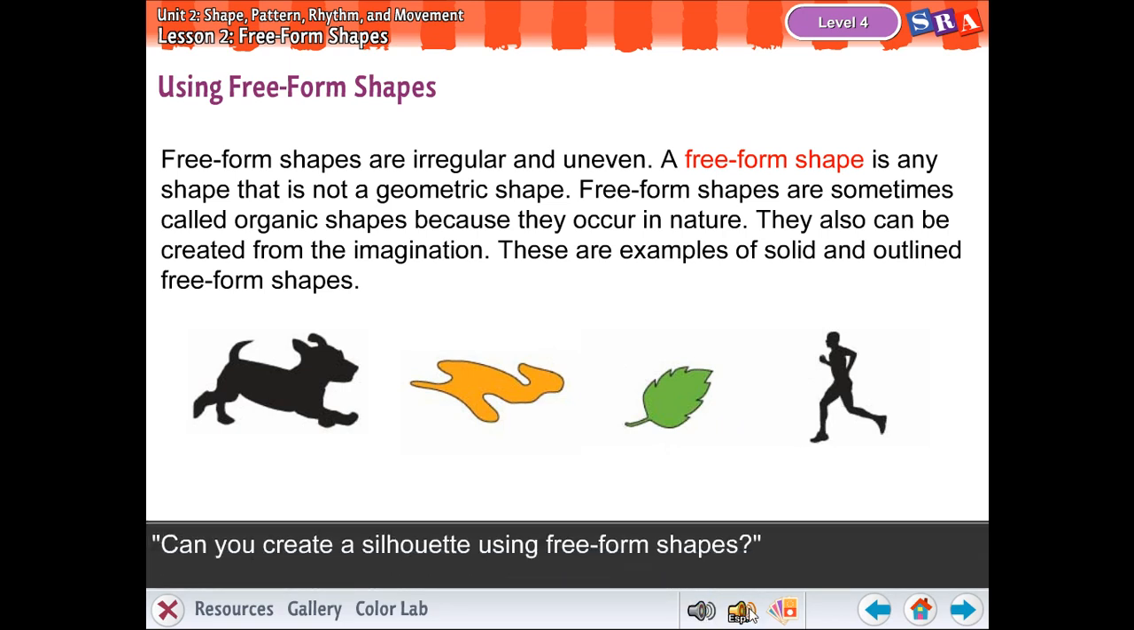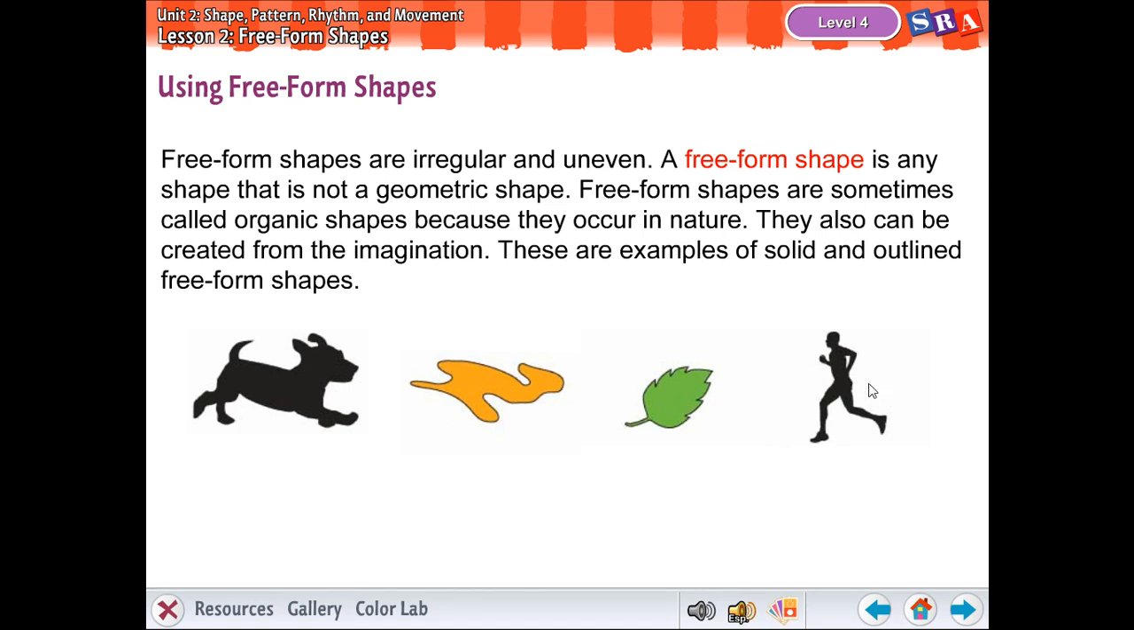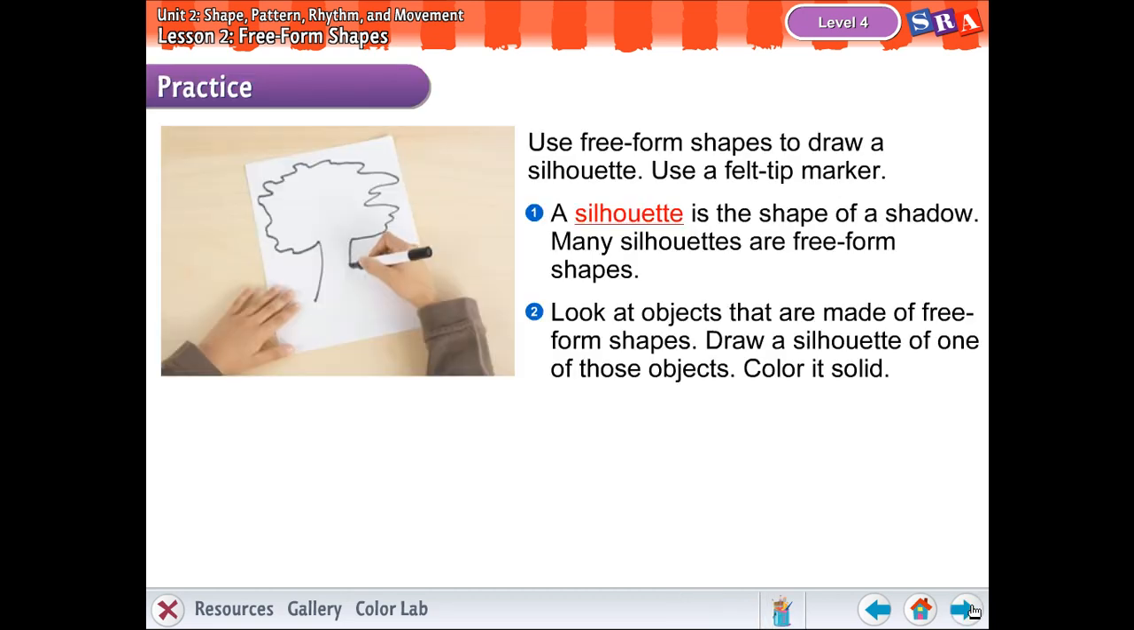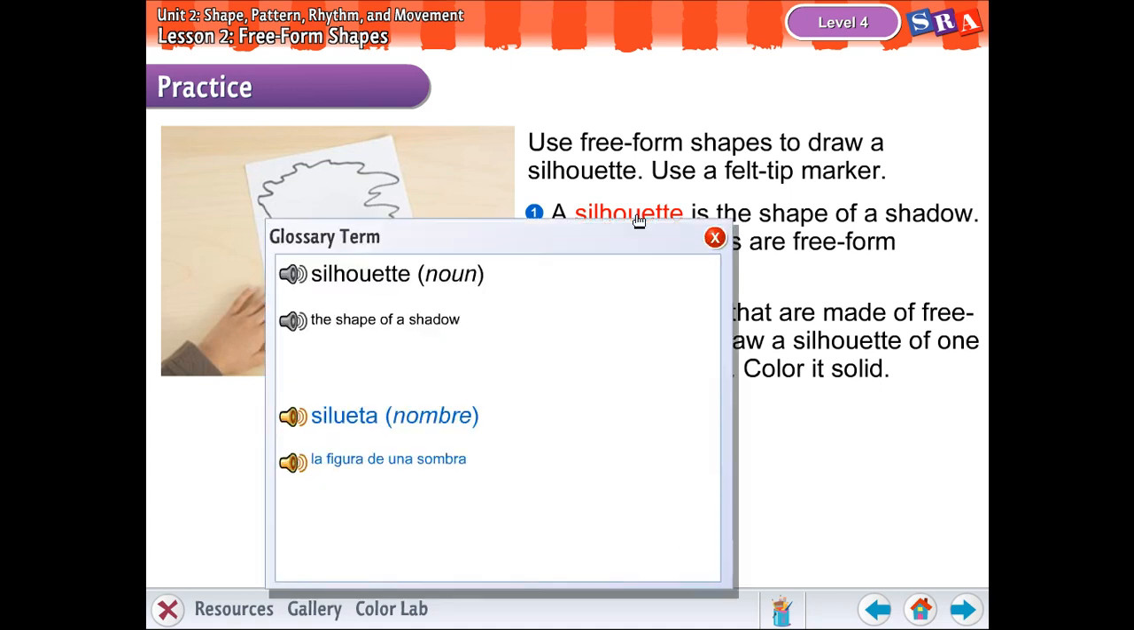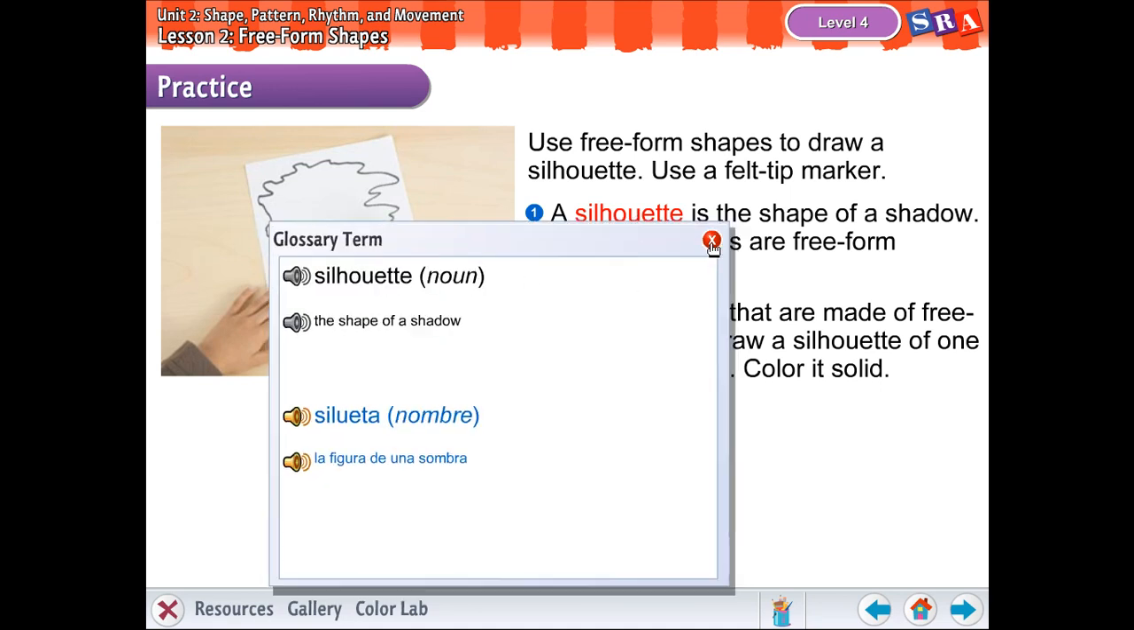Can you create a silhouette using freeform shapes? A silhouette is basically like a shadow. I can't remember if I did this in Nearpod or put this as an activity, but using a freeform shape to draw a silhouette. A silhouette is like an outline of something, okay? A silhouette is the shape of a shadow. Many silhouettes are freeform shapes.